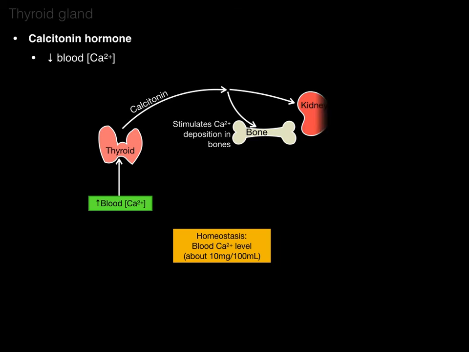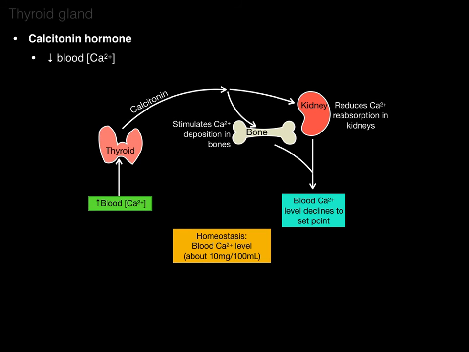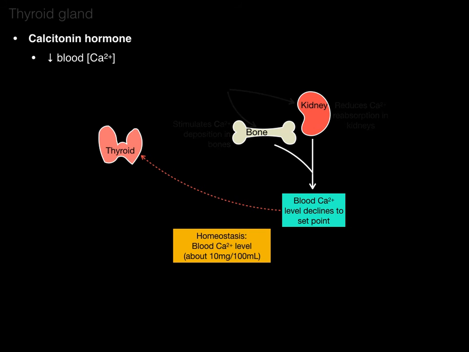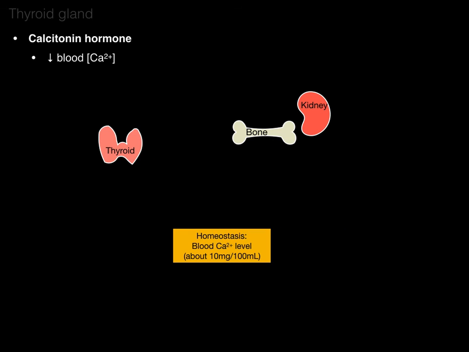taken out. They also, calcitonin targets the kidney, which reduces reabsorption of calcium, especially in the distal tubules, from the filtrate back into the bloodstream. So we excrete in our urine more calcium. And as a result, both of those things cause blood calcium levels to decline back to the set point, which then causes a negative feedback to the parafollicular cells and thyroid gland, which then stops secreting calcitonin, which stops stimulating calcium deposit in bone and reabsorption in the kidney, which then sets back a chain of events, and we have homeostasis.